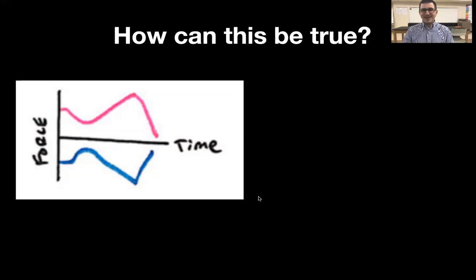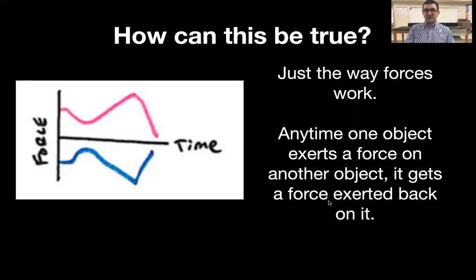So the first question that we should ask ourselves is, how in the world can this even be true? And the answer is a little bit disappointing, but it's just the way that things work. We've observed this over and over and over. We've observed that this is just the way forces work. This must be a rule of the universe that we are observing. The forces just seem to exist this way.